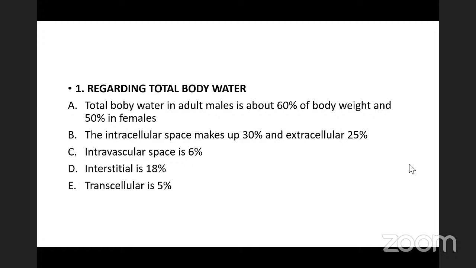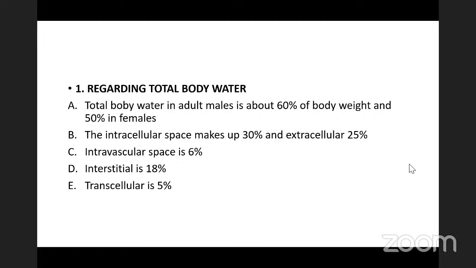Intravascular space is 6%. This is false because intravascular space is 5% of total body water. Then interstitial space, 18%, which is false. That is 14%. And transcellular 5% is false, which is 1%. So you should know the proper distributions of total body water.